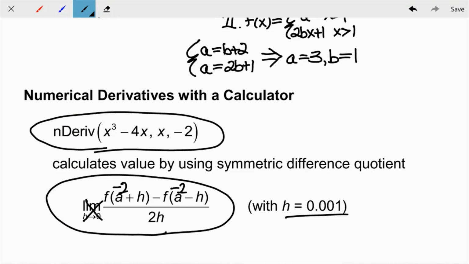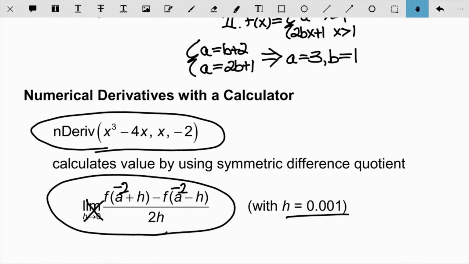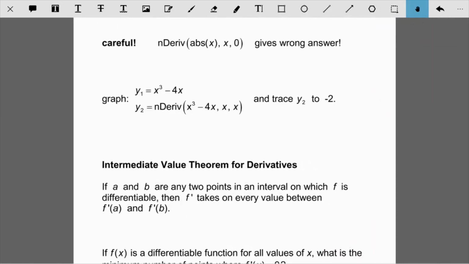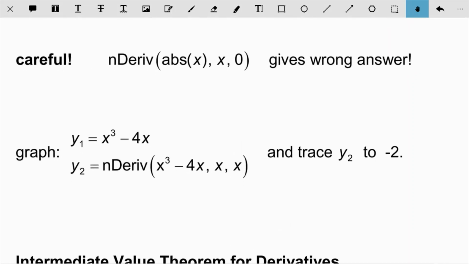Well, instead of 8, the calculator is going to say 8.000001. And you have to realize that you're not getting the exact result because of the way the calculator is programmed to approximate the derivative. So be careful with that, and I'll show you what I mean by that here in just a minute. Okay, so another place where it can lead you wrong, and now that we've seen how the calculator does the derivative, now you can see how it can give you the wrong answer.